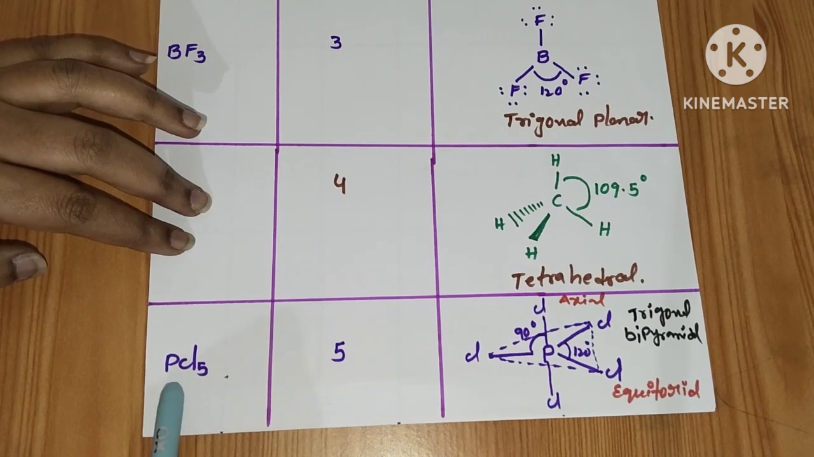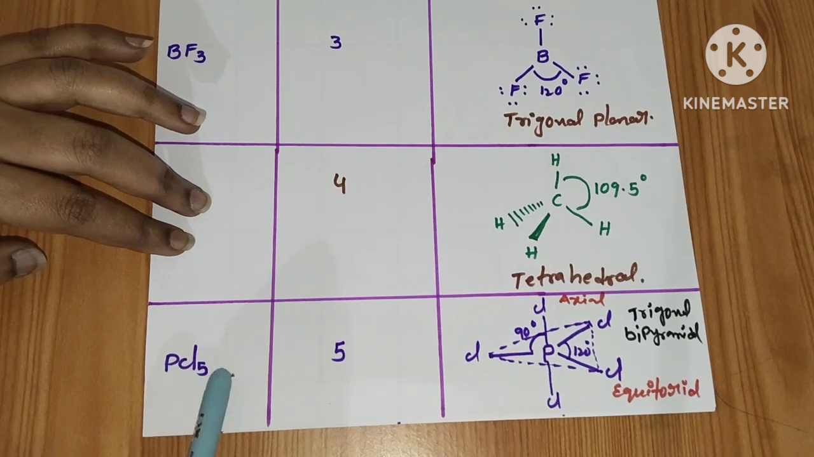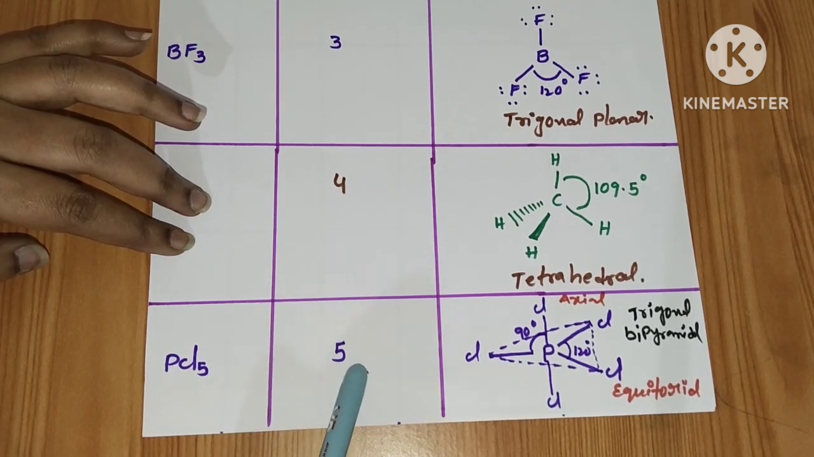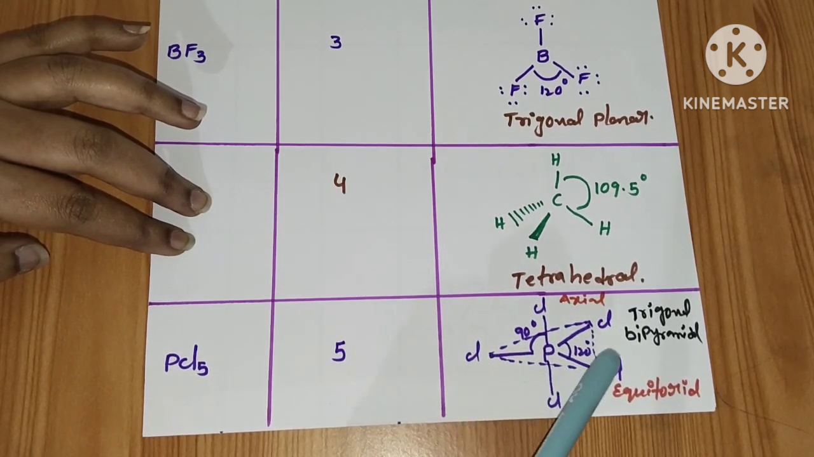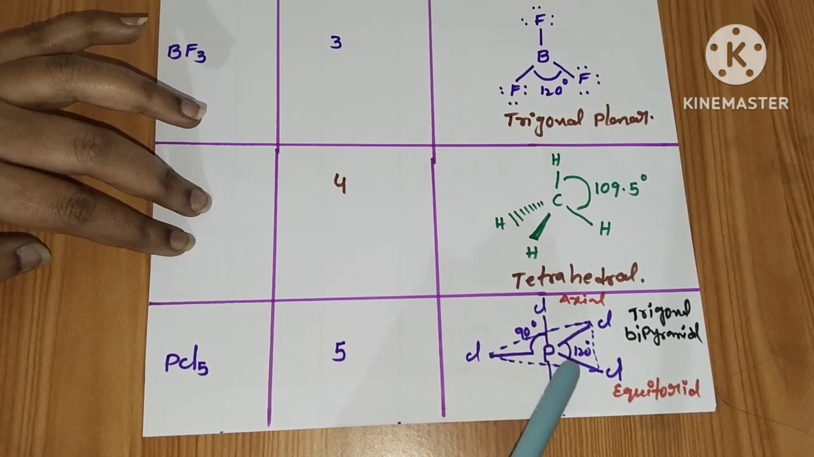Next example, PCl5. Here phosphorus is the central atom and it is attached to 5 chlorine atoms. Phosphorus has 5 valence electrons. It uses all 5 electrons to form 5 single bonds with 5 chlorine atoms. So there are 5 bond pairs and no lone pairs.